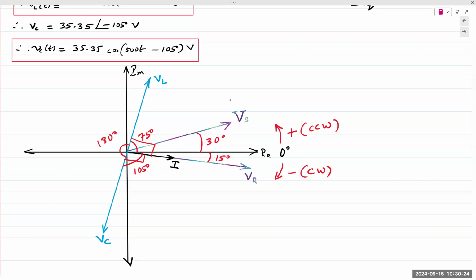Then we can plot out I. This current I is common to all components. I is at minus 15. A phasor is a vector that's rotating counterclockwise in the first quadrant. So plus is always going counterclockwise, and minus or negative angles are going clockwise. So if the current is minus 15, you have to start from the real axis. It's going clockwise, which means it's below the real axis. The minus 15 is right there.